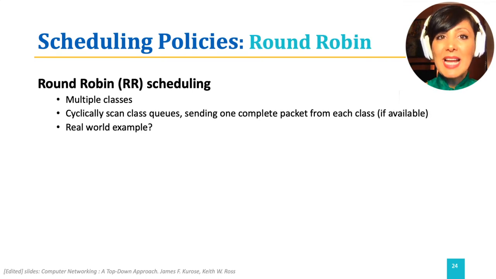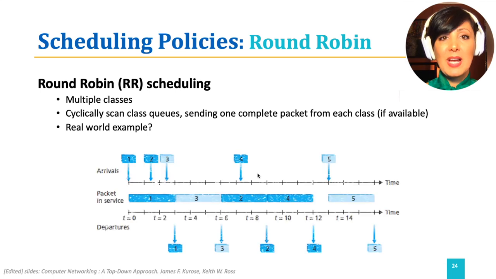A problem that might happen with priority queuing is that if the arrival of packets in the high priority queue is high enough, the packets on the low priority queue will not get the chance of receiving access to the output link. This could be addressed with round robin, which scans class queues going in rounds. And if there are packets available in each of the queues, it will send one complete packet from each class on each round.